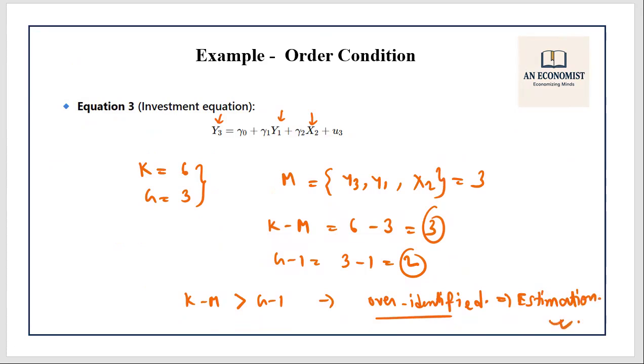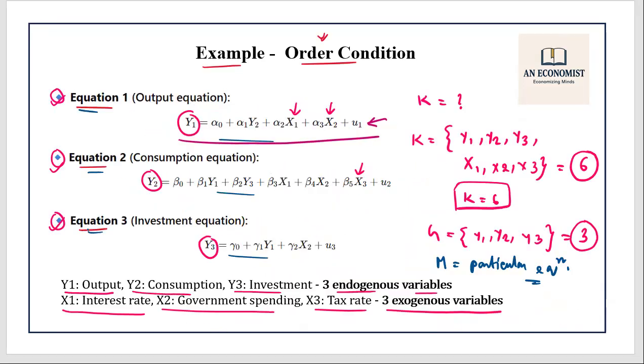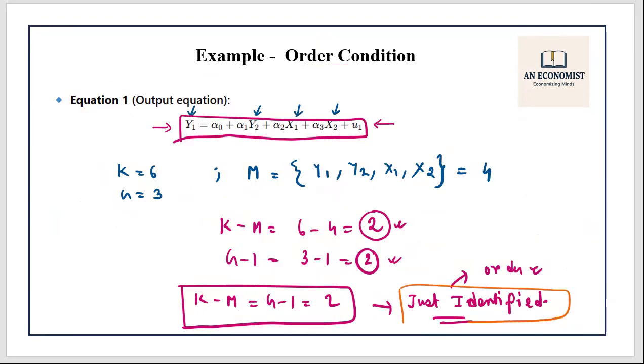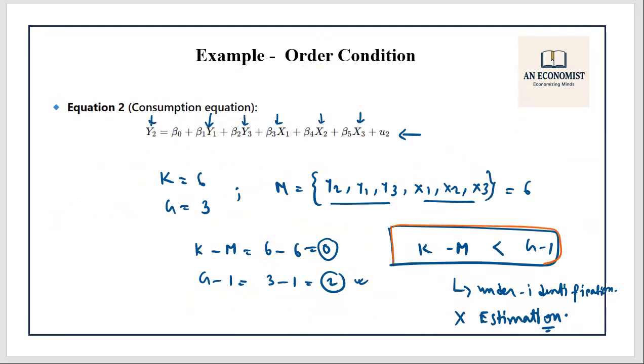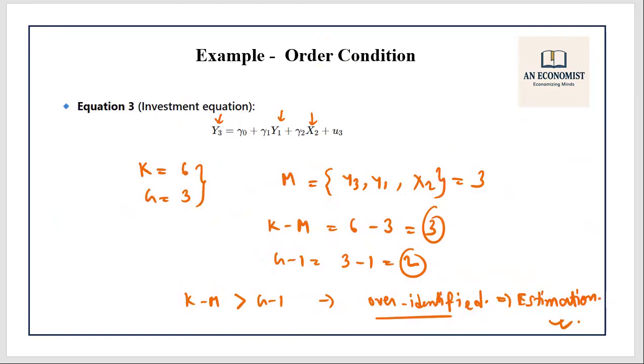And that is the way you have to check the order condition for each of the equations. So we started off with three equations, equation 1, equation 2, equation 3. We have looked at each equation individually and determined whether each equation is estimable or not. In the first equation, we got that it is just identified. If it is just identified, the order condition is satisfied, then you can go into estimation. Estimation is also valid. In the second equation, we have seen that k minus m is strictly less than g minus 1, which means it is under identified. Estimation is not possible. In the third equation, we have seen k minus m is strictly greater than g minus 1, which means it is over identified and hence estimation is possible.